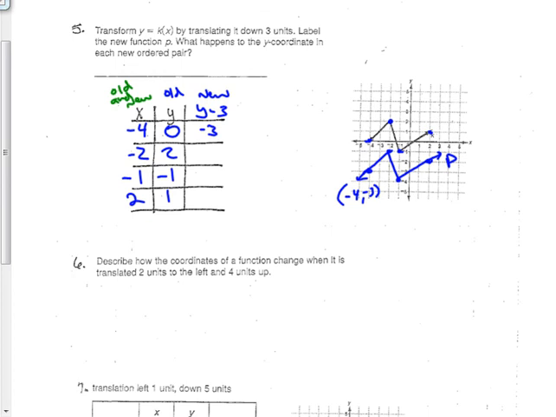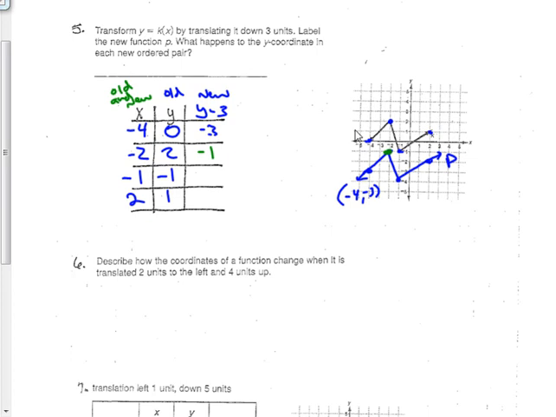So I've got -4 comma -3. -2, I subtracted 3 from that, so that gives me -5, and let's check that. -2, -5. I had 2 when I subtracted 3, so that gets me to -1. So I should be at 2 comma -1, and sure enough, there's that point.